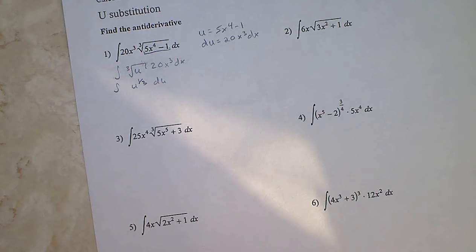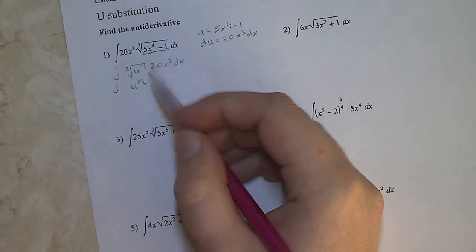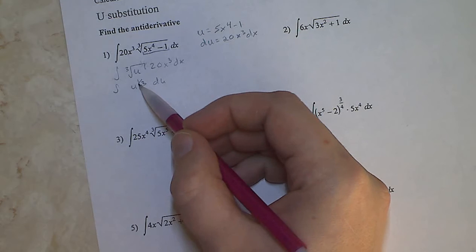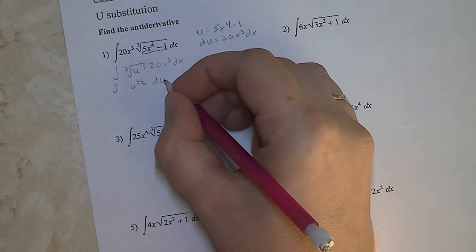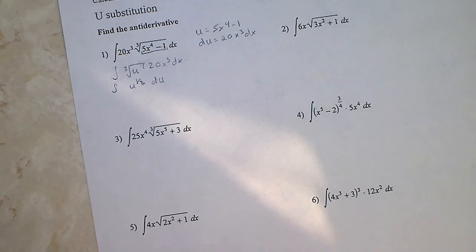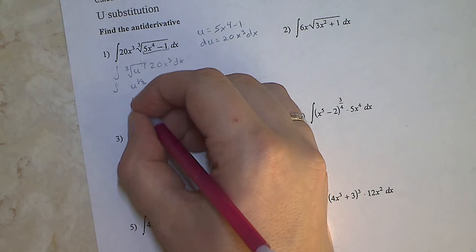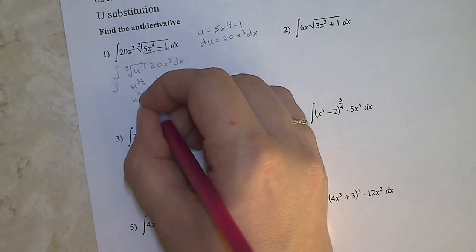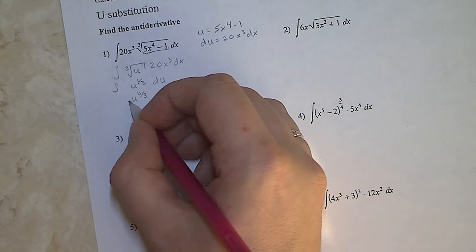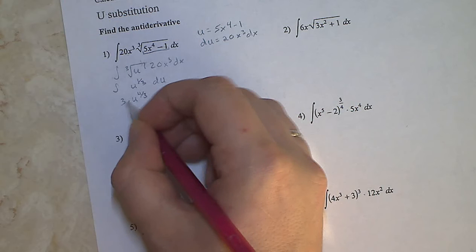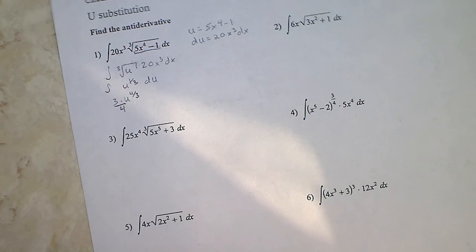All right. So then for the next part, I'm going to do the antiderivative of u to the 1/3. So u to the 4/3 over 4/3. And instead of doing it over 4/3, I'm going to multiply it by 3/4. And then plus c.